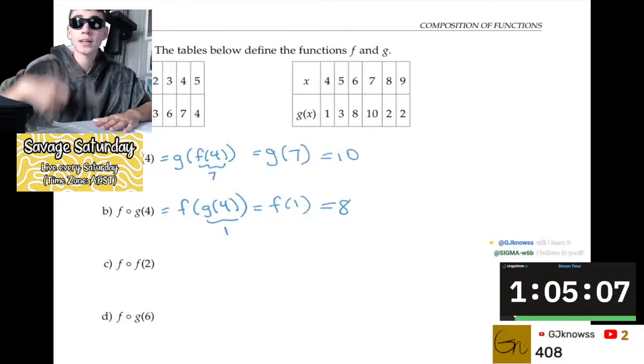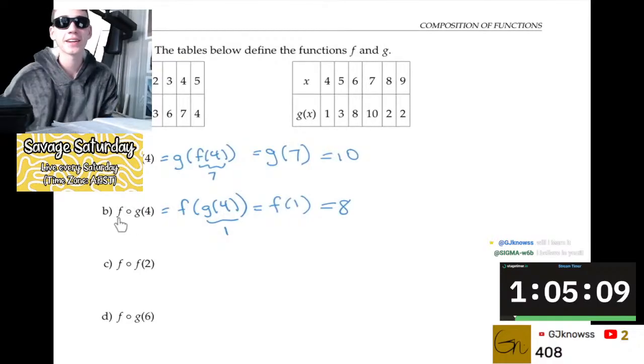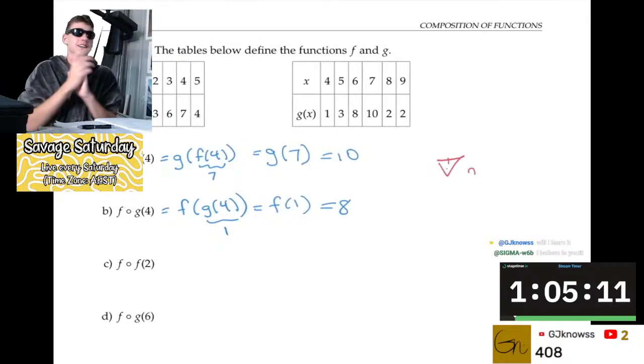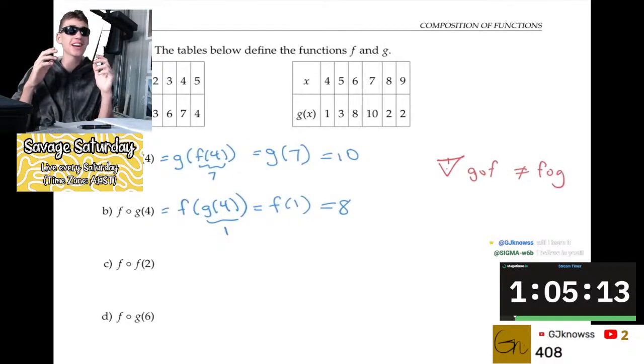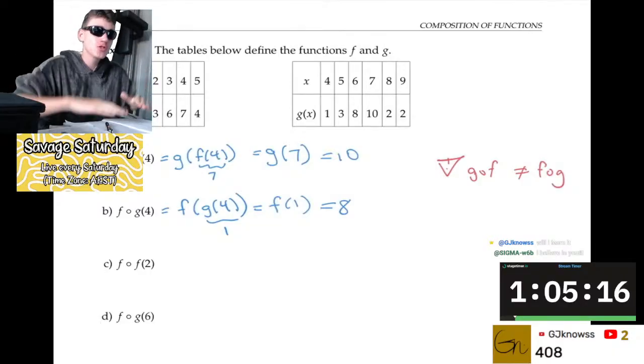Notice that when we computed g of f of 4, we computed f of g of 4. And in general, g composed with f is not the same thing as f composed with g. Let's take a moment to compute the next examples.